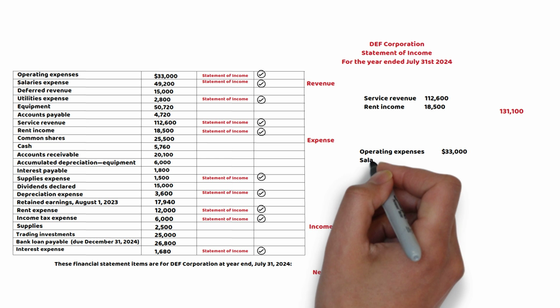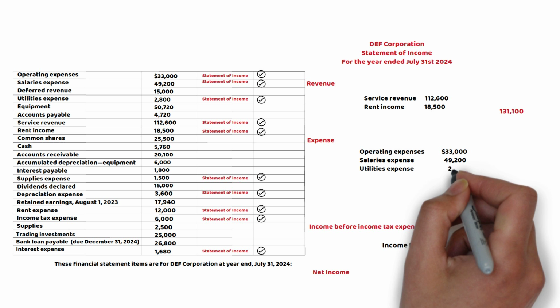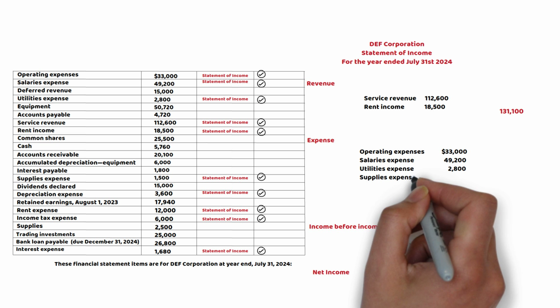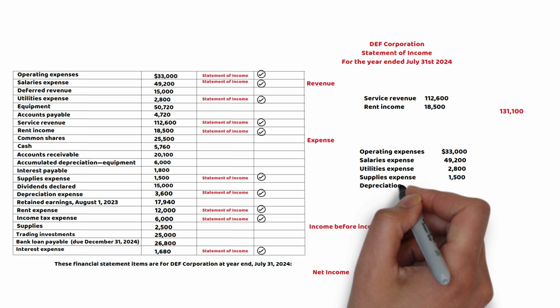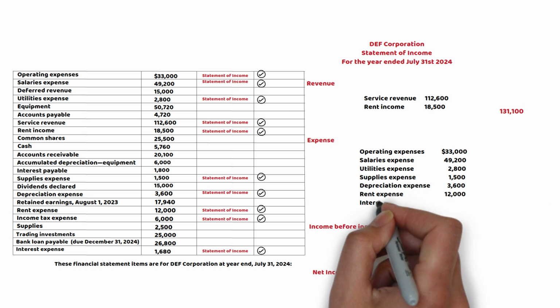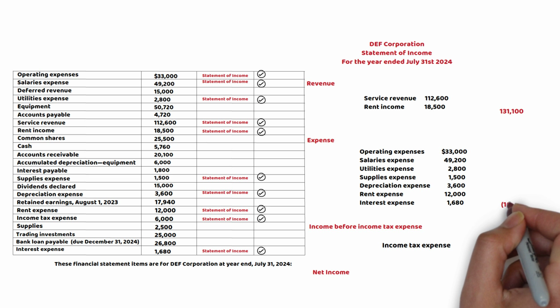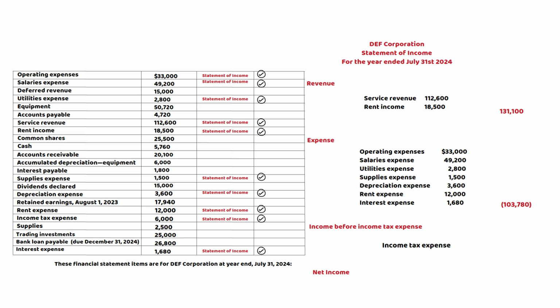For expenses, we have operating expenses, salary expense, utilities expense, supplies expense, depreciation expense, rent expense, and interest expense. When you add them all up, you get 103,780. The difference is 27,320. That's the income before income tax expenses. The income tax expense is 6,000. So your net income is 21,320.